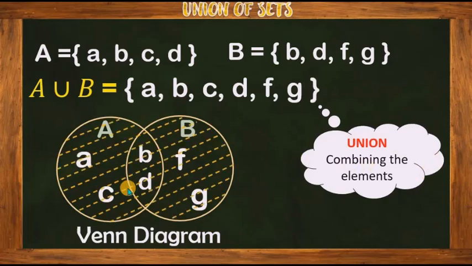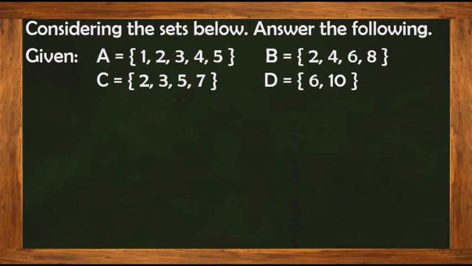This is how you're going to shade the union of the sets. Okay, so let's try to practice and answer the following. I have here 4 sets and let's try to answer this. The first one, the intersection of A and B. So this is A and this is B.